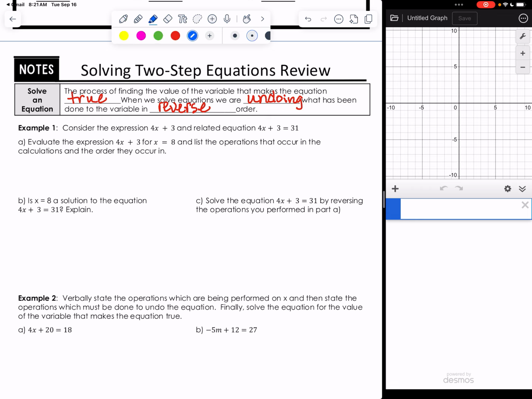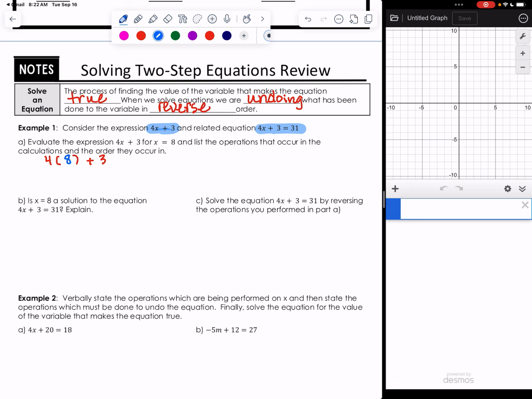Consider the algebraic expression 4x plus 3 and the related equation 4x plus 3 equals 31. In step A, they want you to evaluate the expression 4x plus 3 for x equals 8 and list the operations that occur in the calculations and the order that they occur in. So remember, when we evaluate an algebraic expression, we replace the variable, in this case x, with parentheses. So instead of 4x, we'll put 4 parentheses plus 3. Then you're going to substitute in your given value. Now in this particular problem, the given value for x is 8.